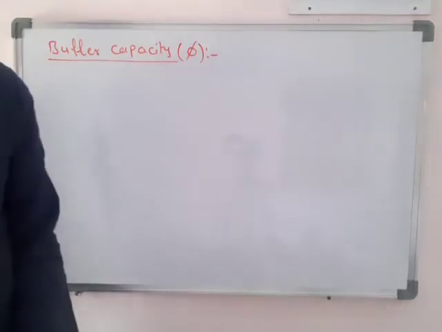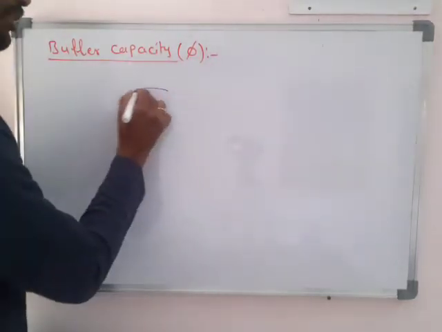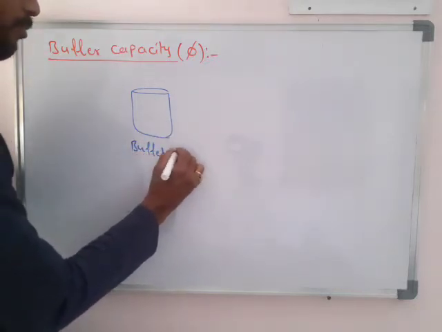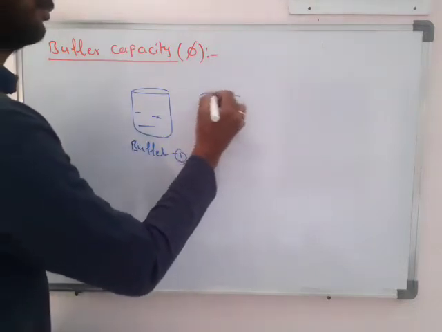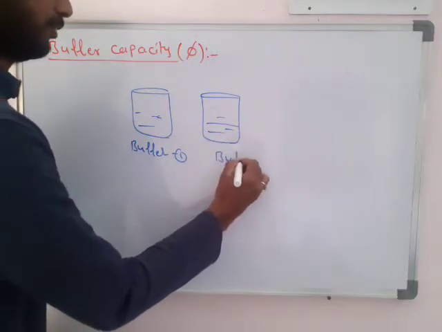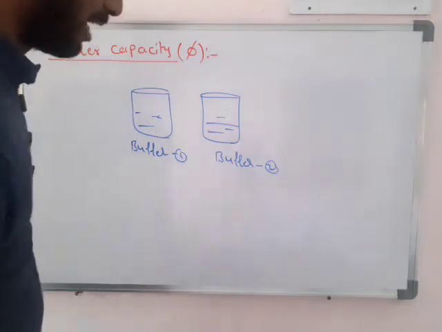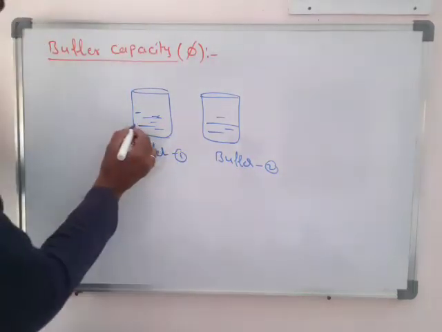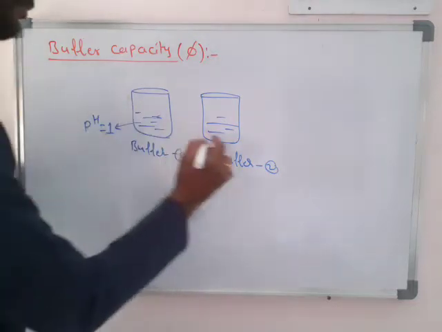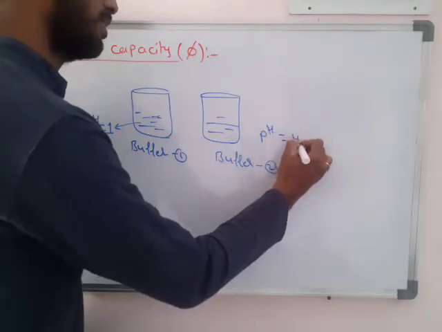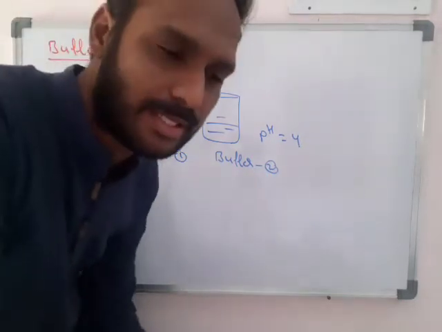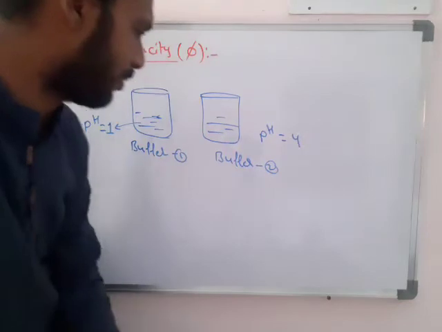But for example, here we are taking two samples of buffer solution. Name one as buffer 1 and the other as buffer 2. So we are taking two samples of a buffer solution. Buffer 1 has pH value 1, and buffer 2 has pH value, for example, 4. Next, how to check the buffer capacity, meaning how much amount we are taking.